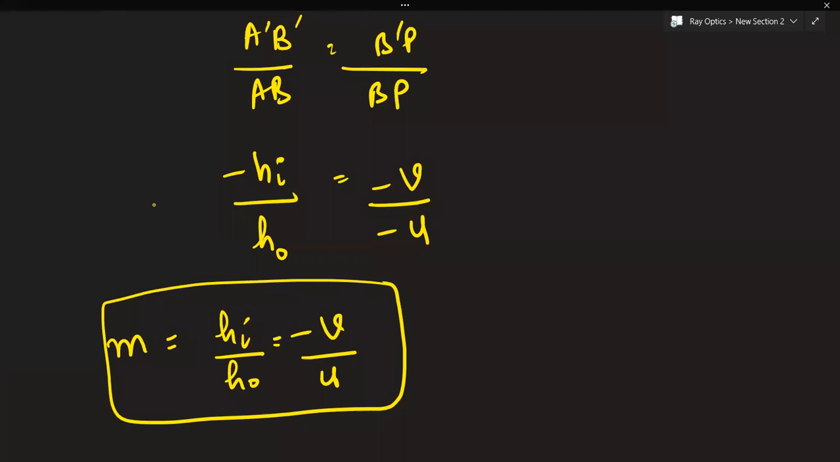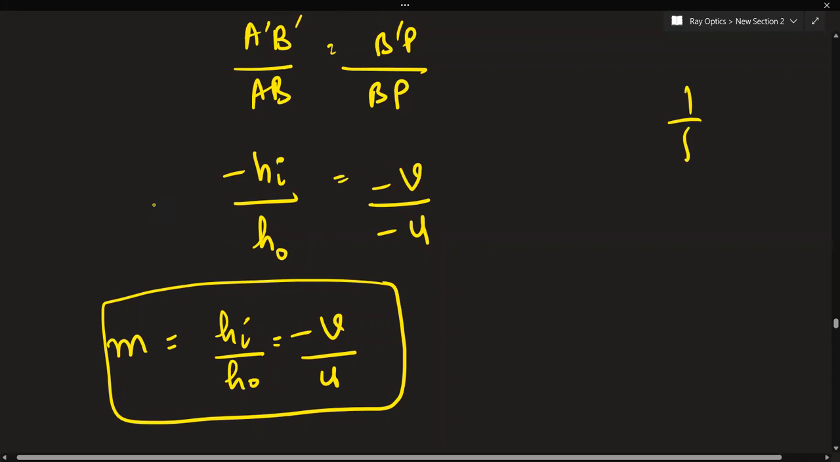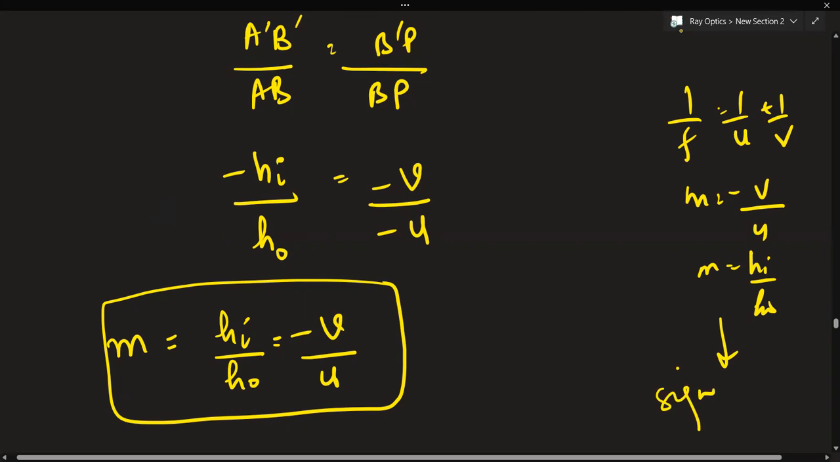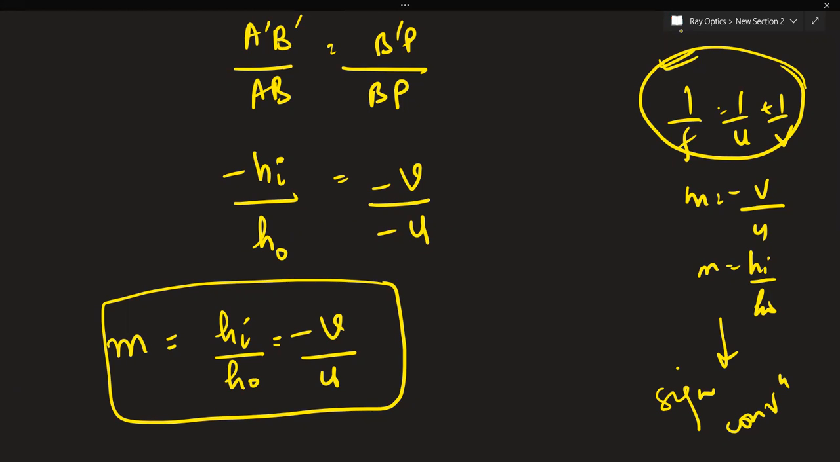Now, in both these formulas that we are getting, be it your mirror formula, 1 by U plus 1 by V, or your magnification, minus V by U, or magnification is HI by H naught, you have to apply the sign convention. This is a generalized formula that we have derived for only that specific case when the concave mirror was placed like that.